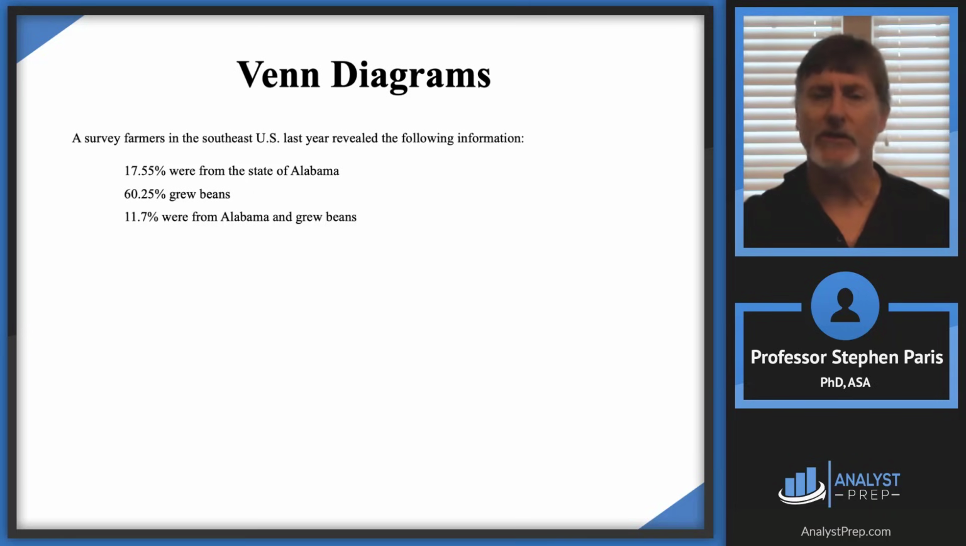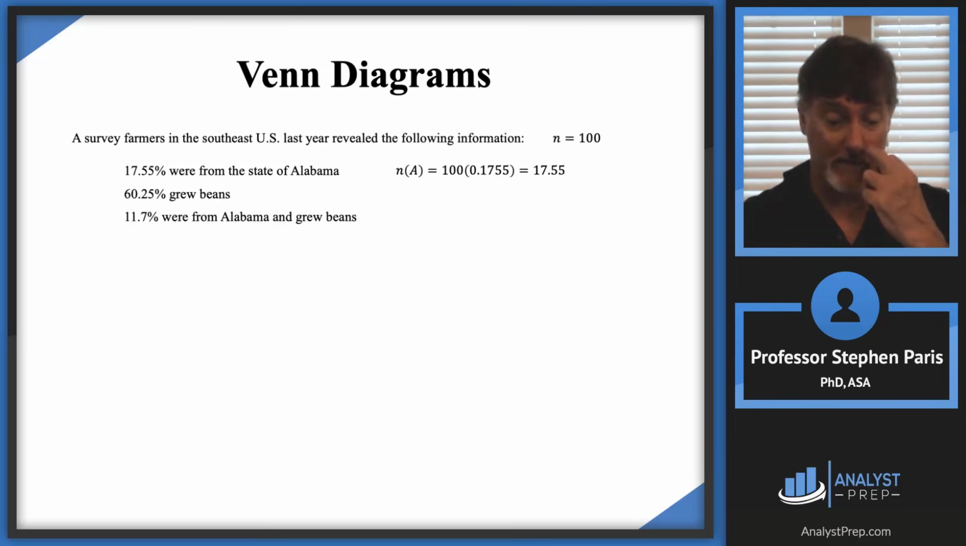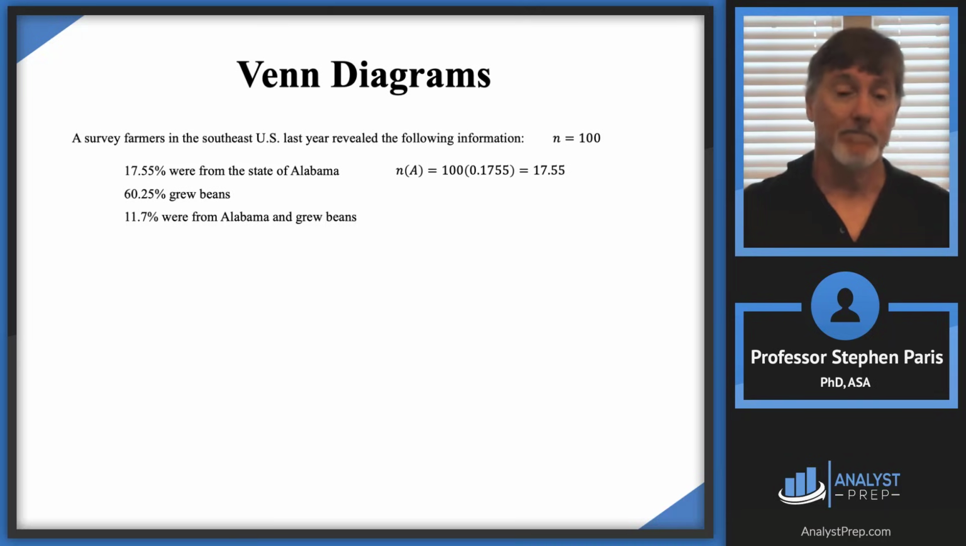And when that happens, what I do is I just make up my own number for the size of the sample. I just assume that the sample is a certain size, maybe 100. So if I assume the sample is 100, then I can say, well, then 17.55% were from the state of Alabama. That means the number of outcomes of A would be 17.55. Now, I don't know if you've ever been to Alabama, but I doubt that you'll find 17.55 farmers from Alabama.